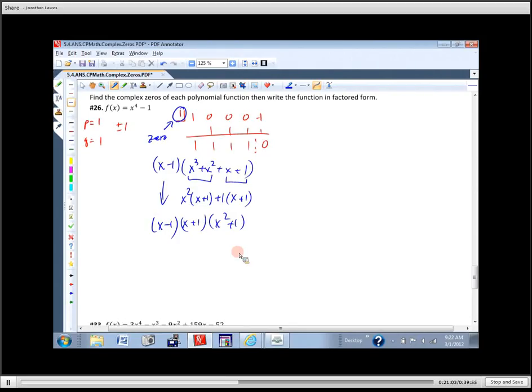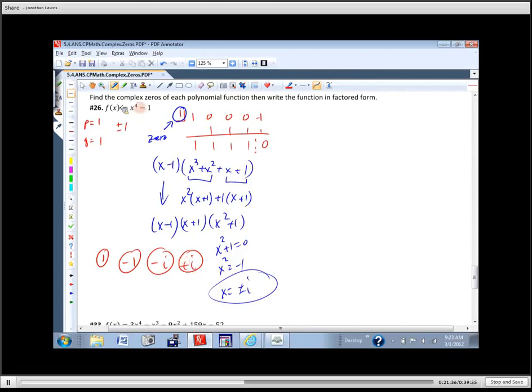Okay, which is easier in this particular case? Let's set it equal to 0. So we're going to take x squared plus 1, set it equal to 0. That's x squared equals negative 1. So when I take a square root, I get plus or minus i. Okay? So the zeros are 1, negative 1, negative i, and positive i, right? There are all 4 of them.